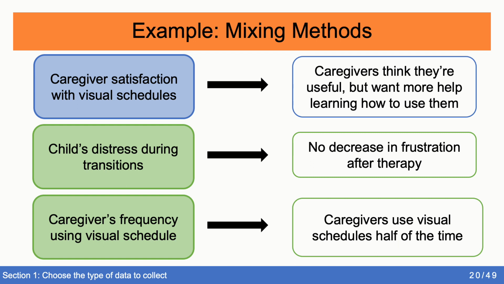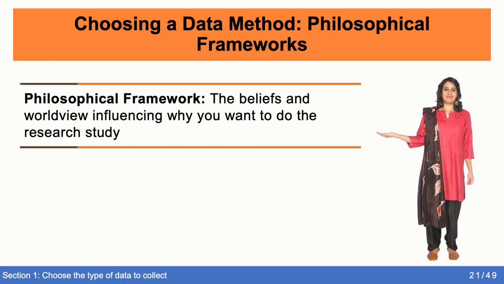This helps researchers understand the next steps. Maybe, in the next study, more time could be spent teaching parents how to use visual schedules. Then, researchers could see if this program is helpful for the quantitative outcomes. Researchers should also consider their philosophical framework when choosing the type of data to collect.